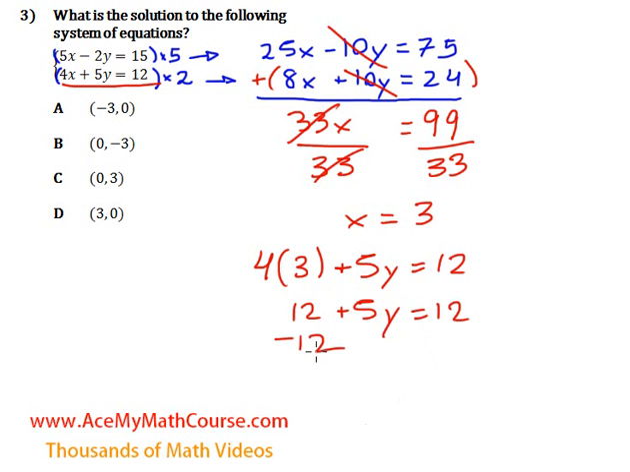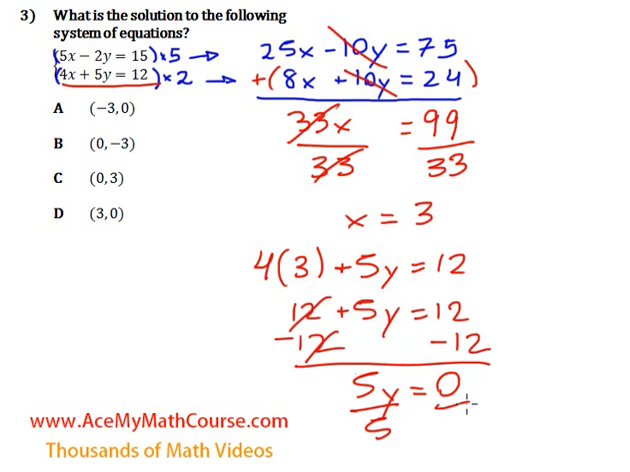I can subtract the 12 from both sides of the equation. So I get 5y equals 12 minus 12 is 0. I can divide both sides by 5. And 0 divided by 5 is just 0.